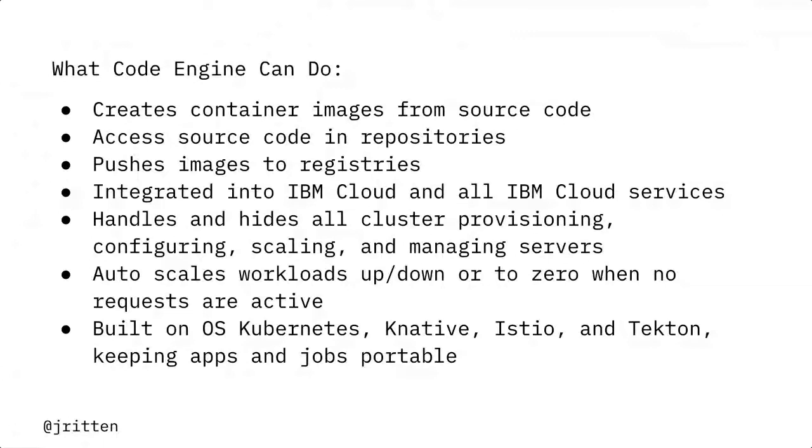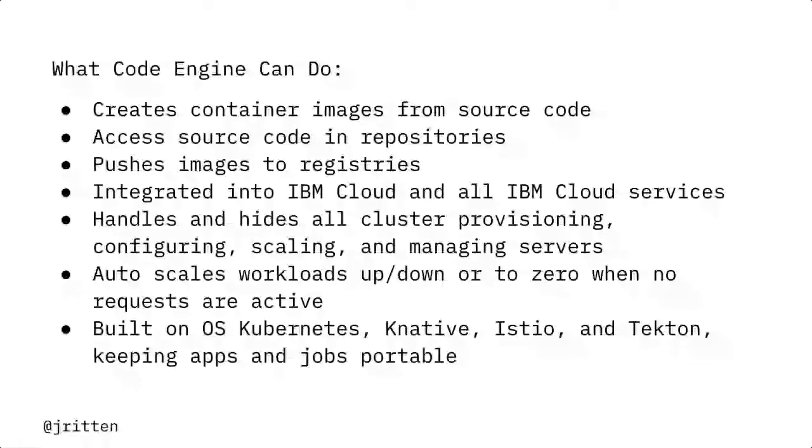So what Code Engine can do is it can actually create container images from source code with the source to image feature. One thing to note here too is that it pulls your source code and creates the container image for you. It also supports both Dockerfile and Cloud Native buildpack. So you can store your source code in private repositories and push your images to private registries, and Code Engine will be able to access them.